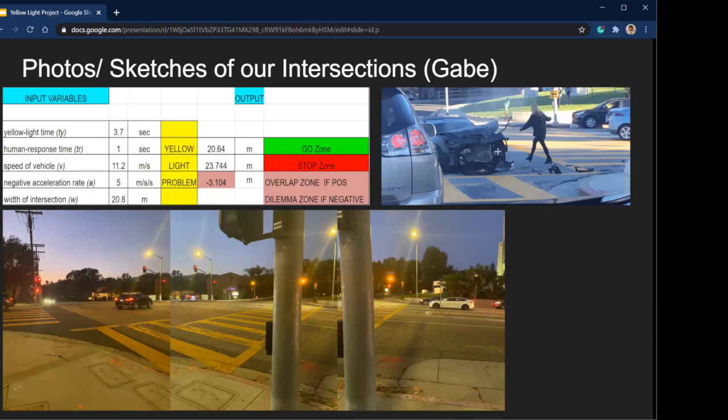And the photo on the right of the spreadsheet is a photo of a car crash that happened on my intersection and the direction that I chose. And it happened because of the dilemma zone and the person did not stop in time and hit another car. And that is our project.